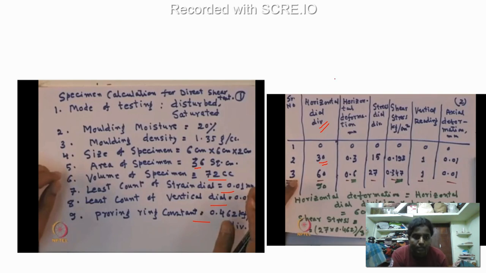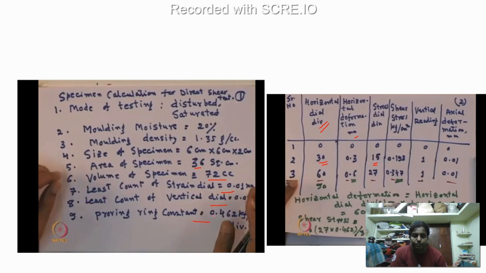So we note down the horizontal divisions. 30 divisions it has moved, in mm: 30 into least count. Your least count is going to be 0.01. So 30 into 0.01, 0.3 mm. So the horizontal movement is going to be 0.3 mm. Then your stress dial, you can see that it is 15. Your proving ring has moved 15 divisions at a particular time.